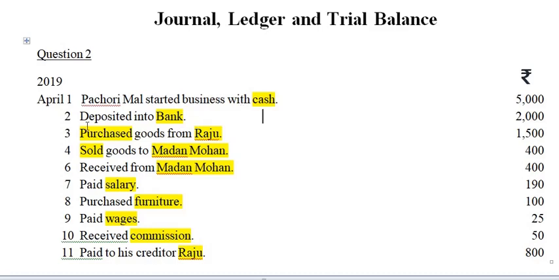Okay, now on second, he is depositing into the bank. So what he is depositing, he's depositing cash into the bank. So here two accounts are involved, cash and bank. Okay, now the next one, purchased goods from Raju. So here again two accounts are involved. One is stock and the other one is your Raju. Okay, so Raju is your creditor, from whom you will purchase on credit.